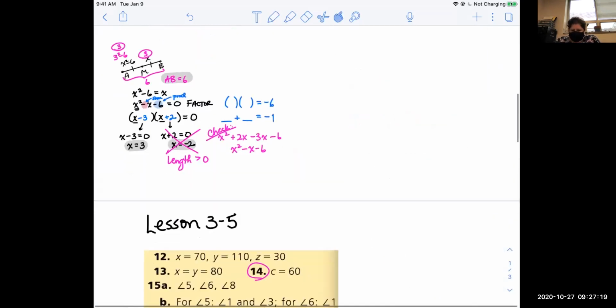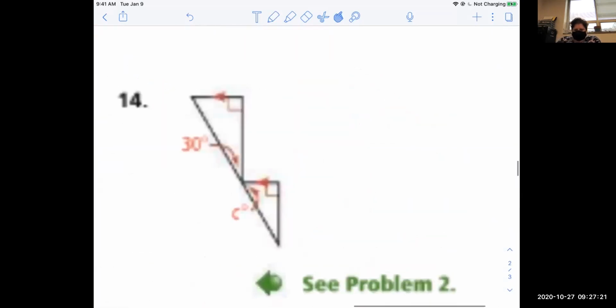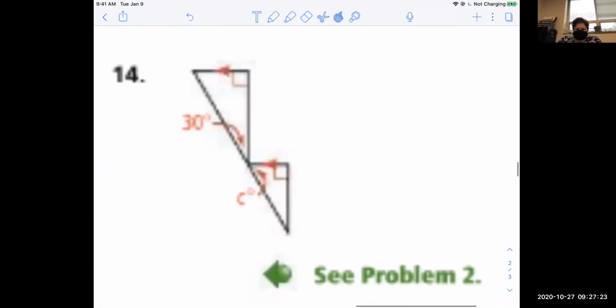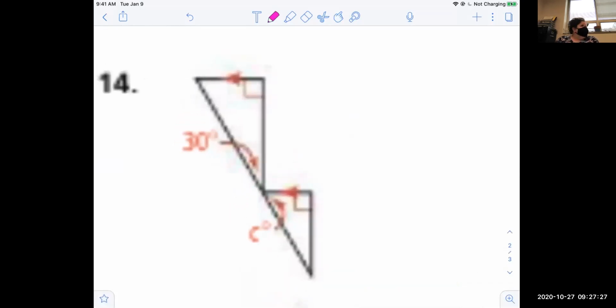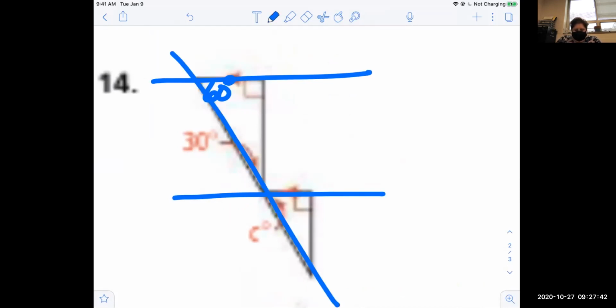Okay, and then number 14. So let's see, if this is a right triangle, okay, that is awful. Since that's a right triangle, the acute angles are complementary, which means this one is 60. And then since these are parallel and that's your transversal, that'll make this one also 60. So C is 60.